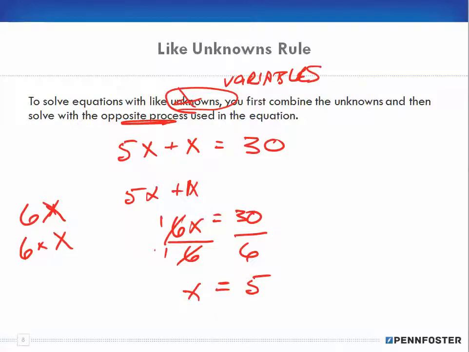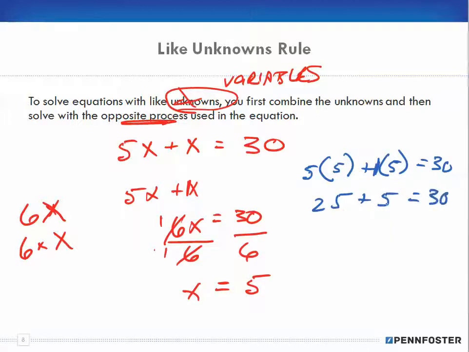Now, if I want to check myself, I just plug the 5 into wherever I see an x. So I have an x, I put in the 5, and then I have another x, I put in the 5, and that's equal to 30. So 5 times 5 is 25, plus the 5, because remember this is understood to be a 1, 1 times 5 is 5, and that equals 30. So 25 plus 5 is 30, equal to 30. So I know that this 5 being my x is correct as an answer.